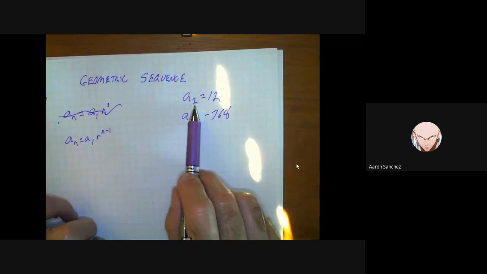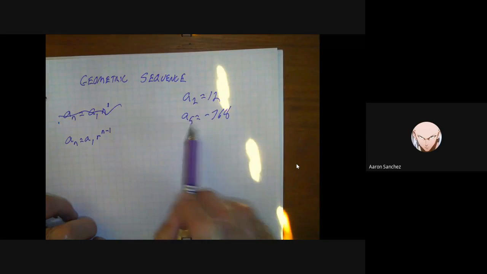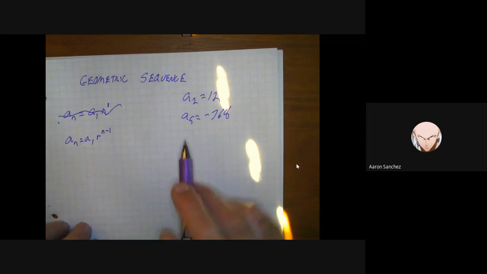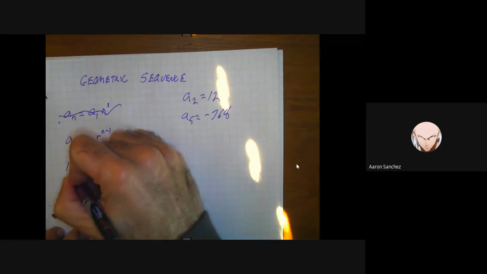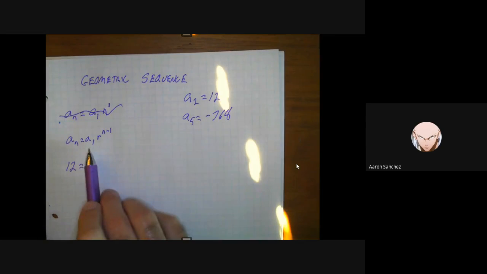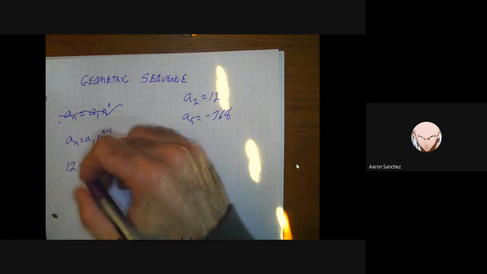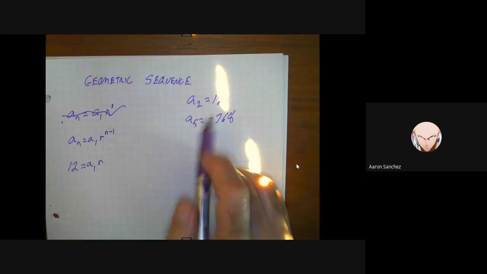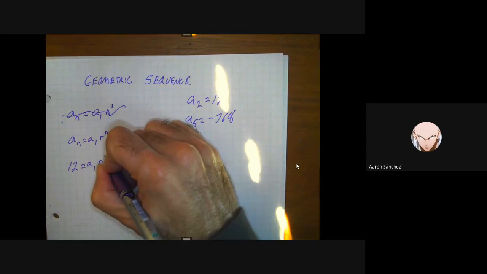Okay, so we want to find the rule. The second term is given as 12, and the 5th term is negative 768. So let's go ahead and plug these numbers in. 12. Remember, we want to find the first term and r, right? What's a pirate's favorite letter? R. So I got 12 equals a_1 times r to the 2 minus 1, which will be 1.